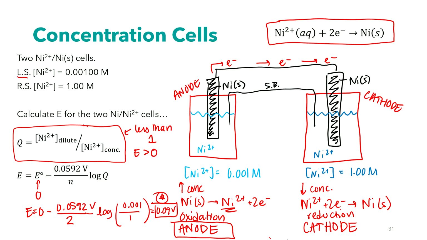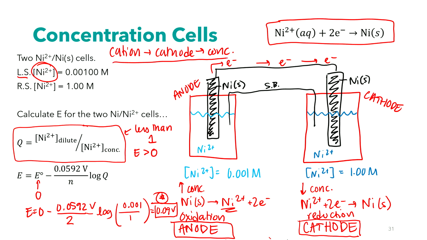All right? The tricky part about concentration cells is that I cannot define the dilute side or the concentrated side as my anode or cathode, because that is going to change depending on whether or not my concentration is of an anion or a cation. So in this case, it was a cation that we were tracking. When it's a cation, the cathode is concentrated. All right?